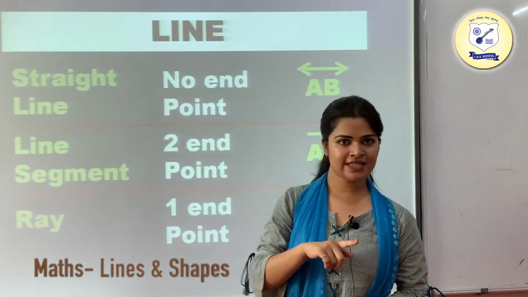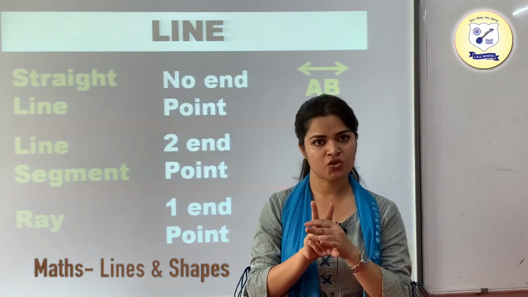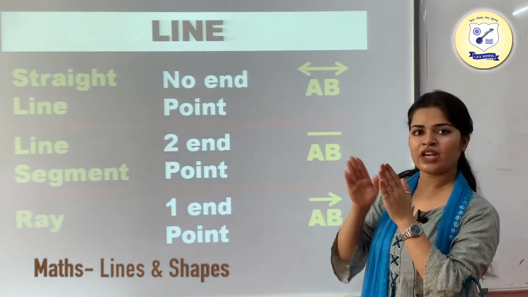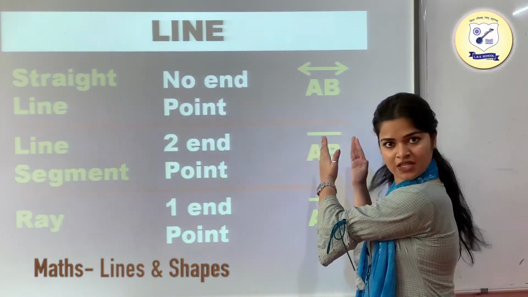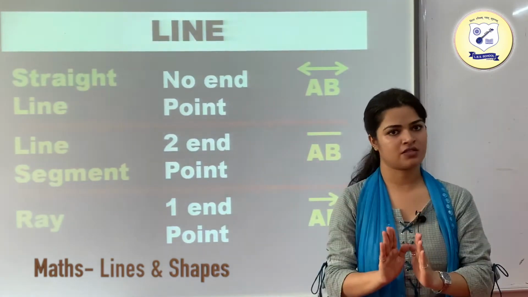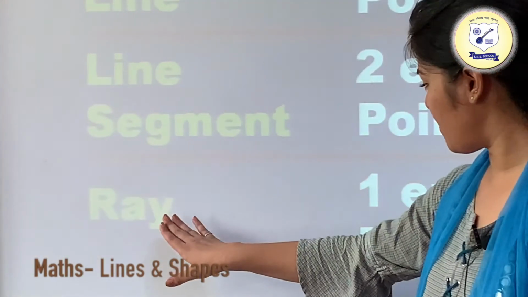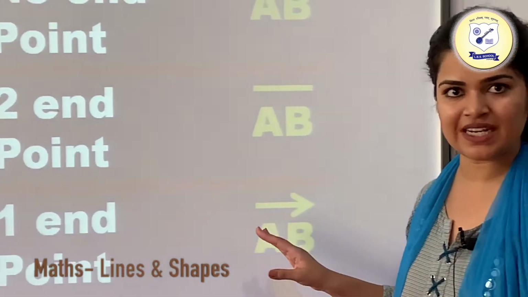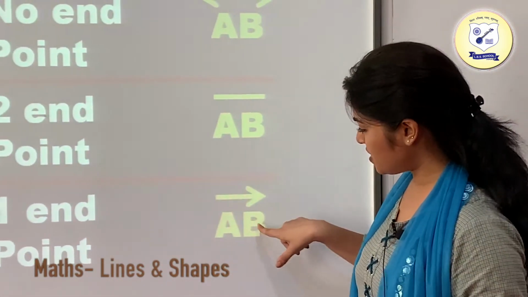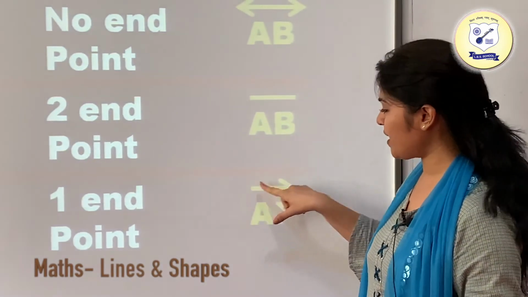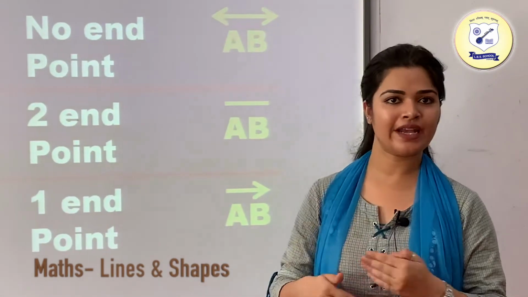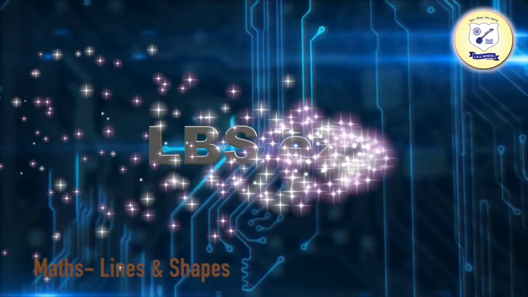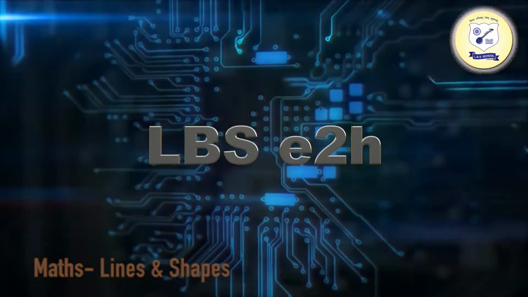The second one is your line segment, which has two end points, this one and this one. You cannot elongate it; the length of this line segment is going to be fixed. Now we are going to discuss the ray. A ray has one end point, and this is the way we represent a ray. So this is your AB, and it has one end point, and since we can elongate it in one direction, it has an arrow on one end of it.